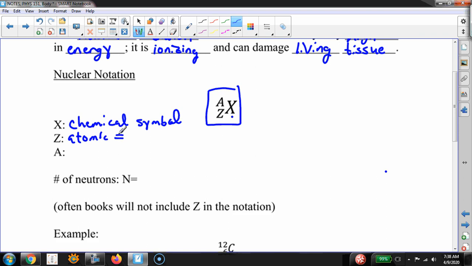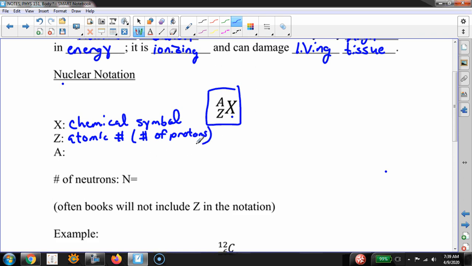Think to yourself, what is the atomic number? What does the atomic number represent? Remember, hydrogen had an atomic number of 1. Helium had an atomic number of 2. And so the atomic number is the number of protons.